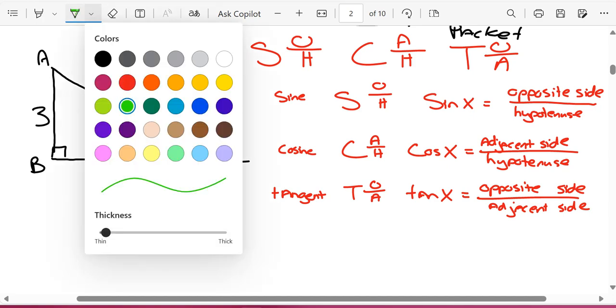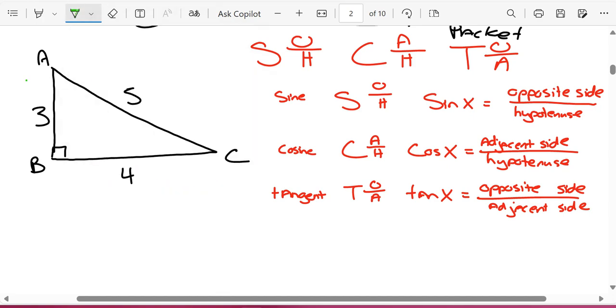So we have this example here, and I'm going to start with angle A. I'm going to do all the trig ratios for angle A. So I'm going to write the sine of A, I'm going to do the cosine of A, and I'm going to do the tangent of A. All right. So here's my angle A.